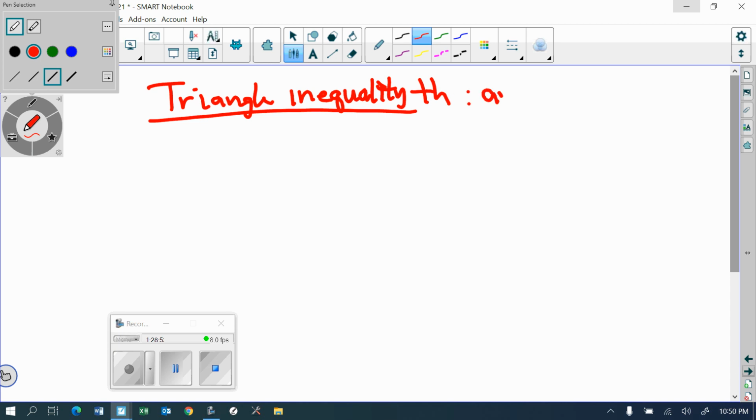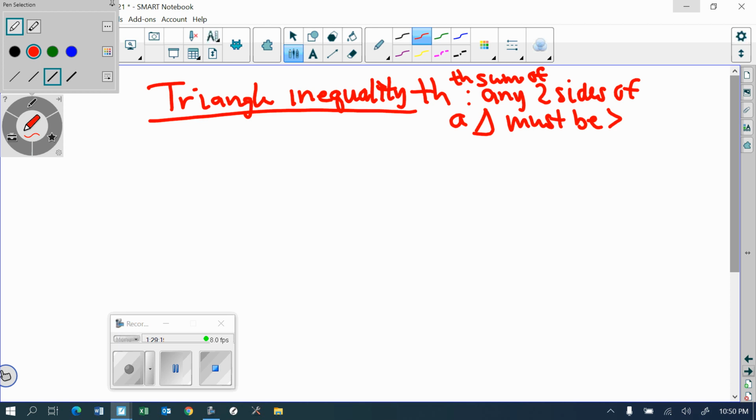Any two sides of a triangle must, I should say, not any two sides, the sum of any two sides. Got to say it correctly. English matters. The sum of any two sides of a triangle must be greater than the third side. Okay.